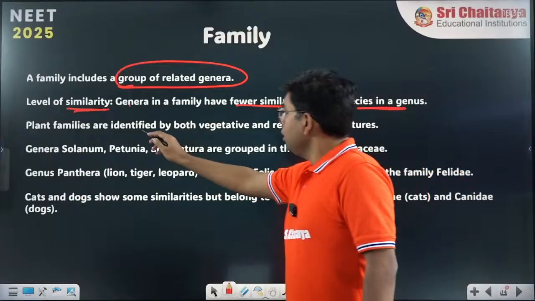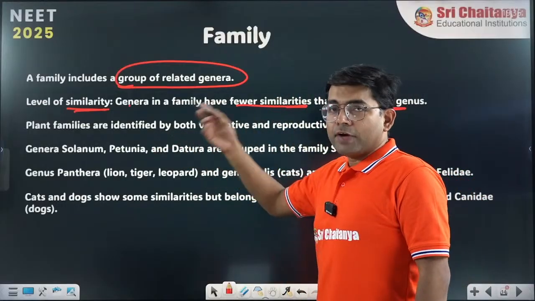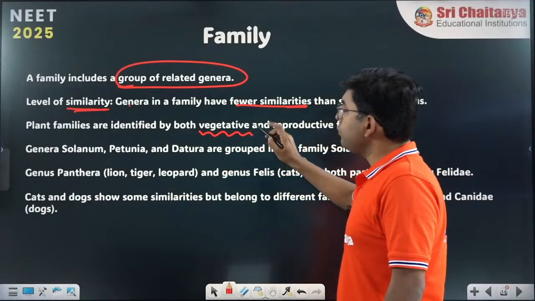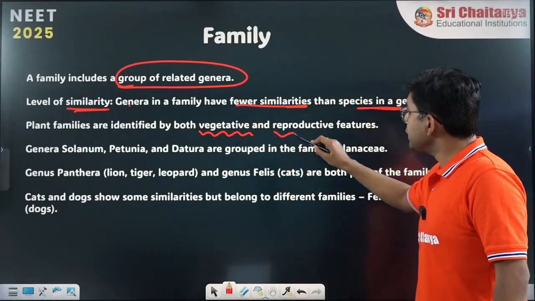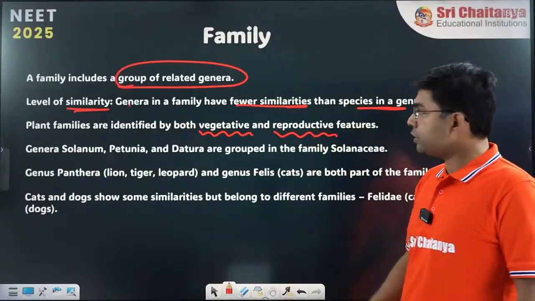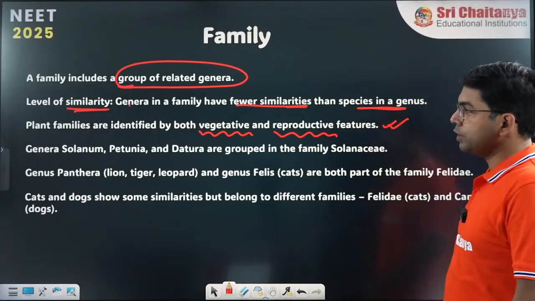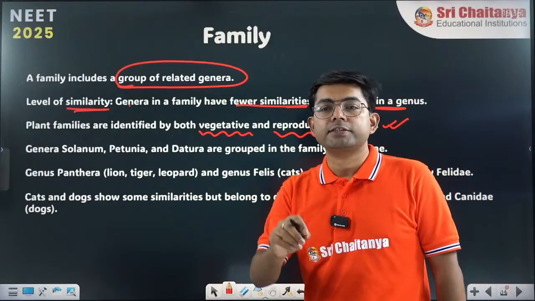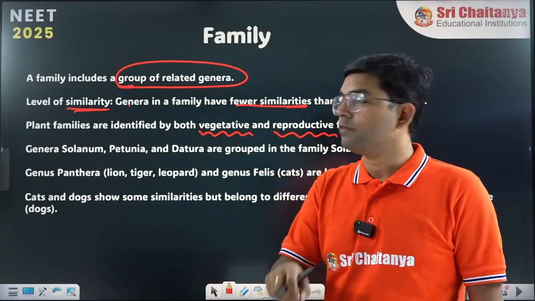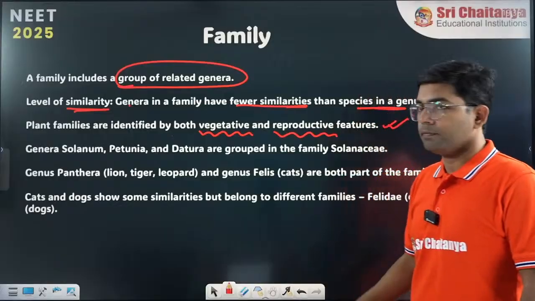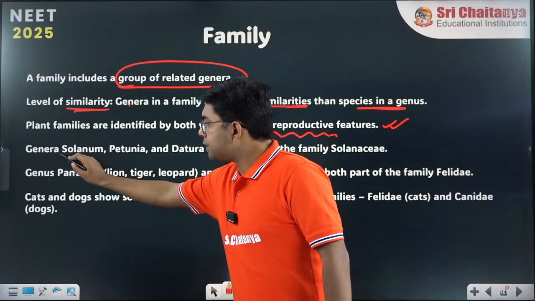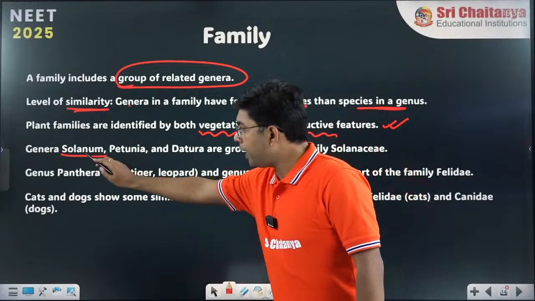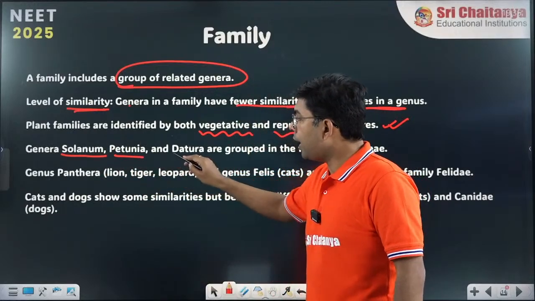Then, when we identify a plant family, we consider both the vegetative and reproductive features. This can be a statement-based question: plant families are identified on the basis of vegetative and reproductive features. Then further, we have just seen the genus Solanum, but there are other genera, Solanum, Petunia and Datura.